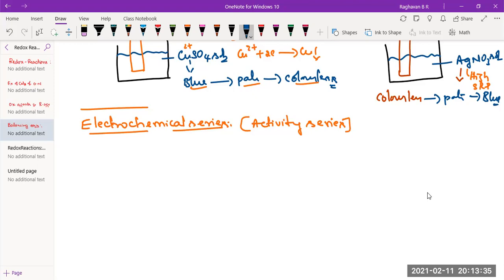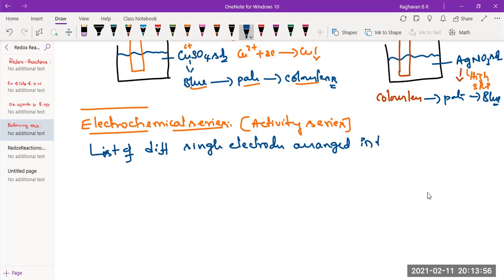It's the list of different single electrodes arranged in the increasing order of their SRP values.